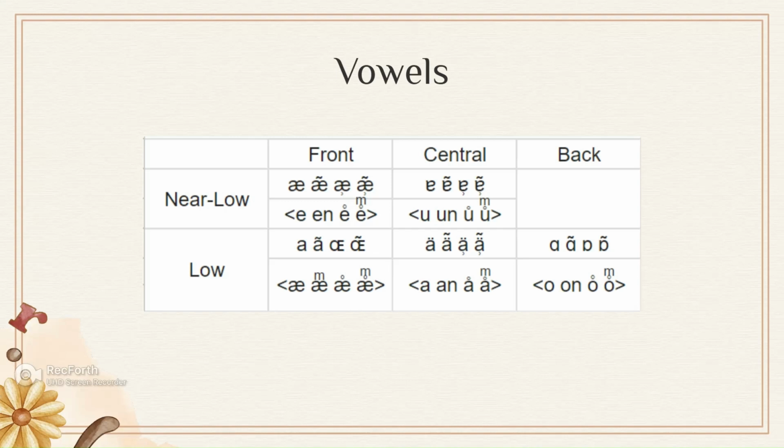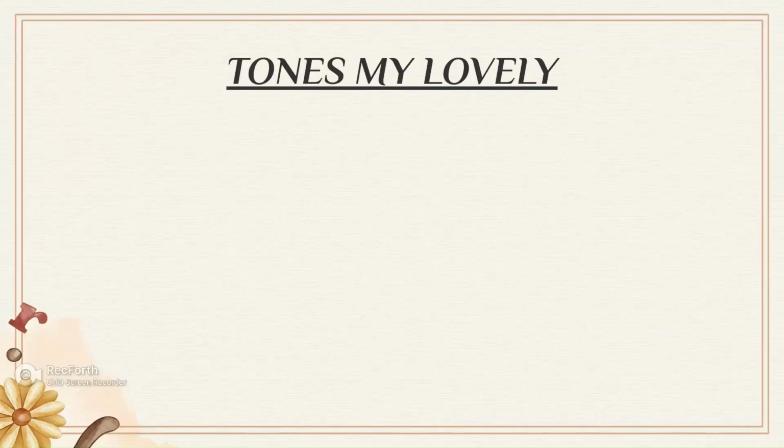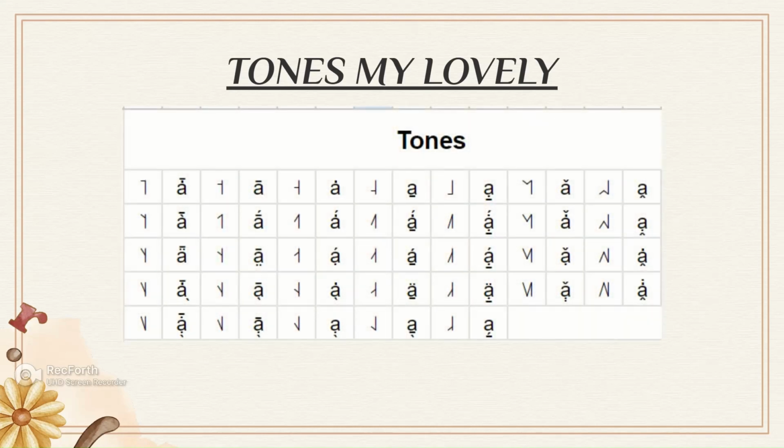So the vowels are a, and they can be rounded and nasalized respectively, or both. Tones. Just don't ignore that. Okay, tones, my lovely. We have 33 basic tones. So let me read them for you, okay?